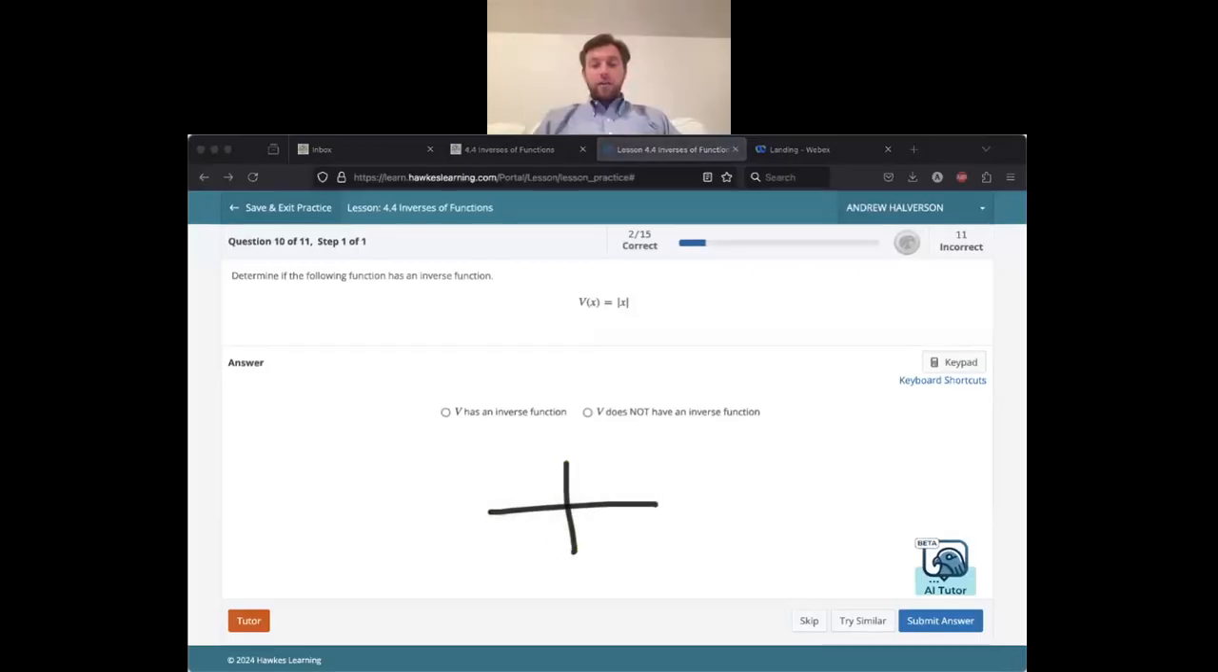Absolute value, remember what the absolute value graph looks like. That's what you have to remember. They're actually telling you what it is. It's a V. The absolute value creates a V-shaped graph. It comes down to a point and then shoots back up.